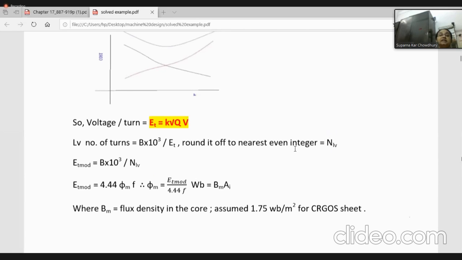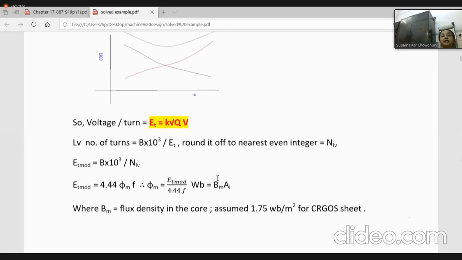When you opt for the nearest even integer, your voltage is fixed. So what gets changed? That is ET, which we had calculated from this empirical equation. So ET modified will be your low voltage divided by the turns we have put here. This ET modified is equal to 4.44 phi m into F. Now F is known and ET modified is known, so from this equation we calculate phi m, which is given in Weber. This is equal to Bm into Ai.